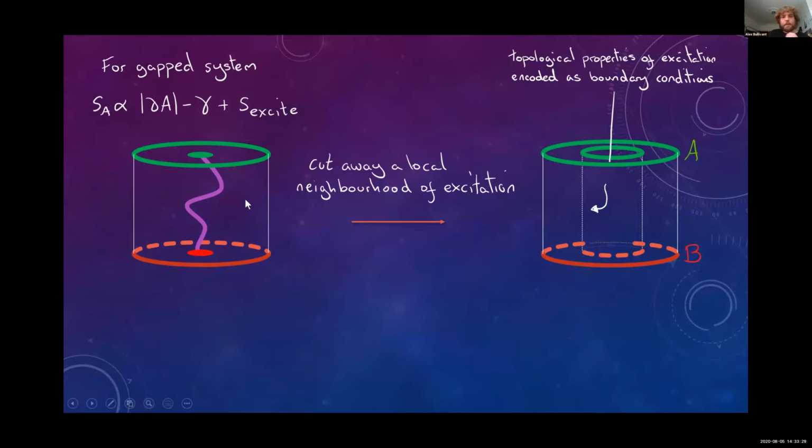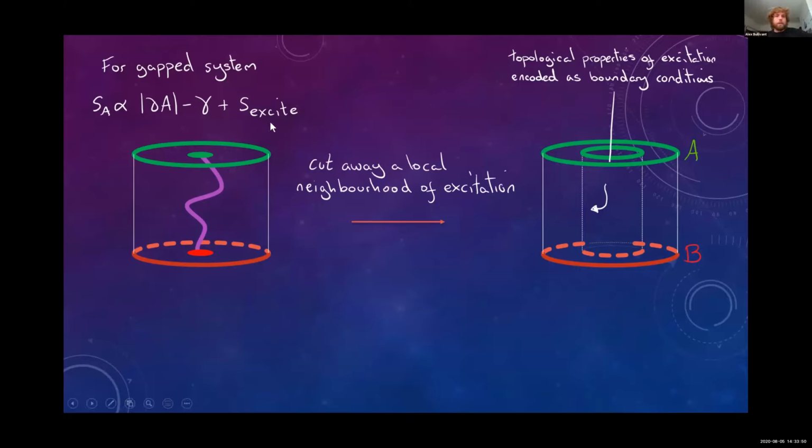So what I could do is, if I'm given a copy of D2 cross the interval, I could think about having some open-ended string excitation in the theory. And the idea is that in a local neighborhood of the string, we can tell its presence by a violation of the Hamiltonian constraints.